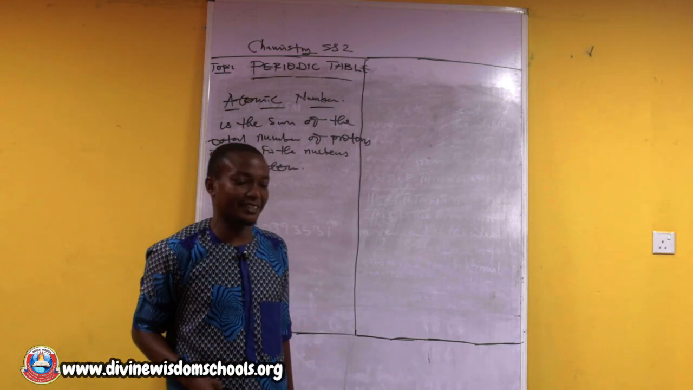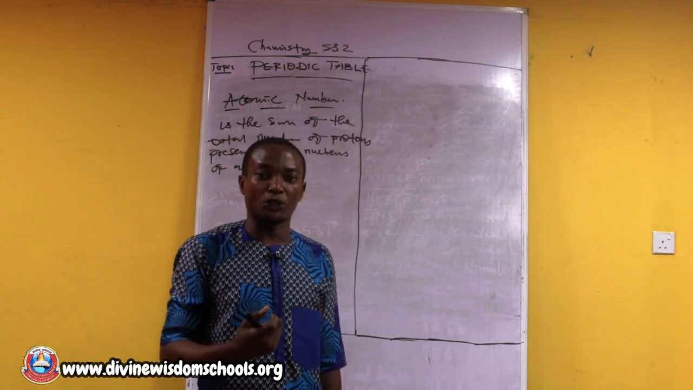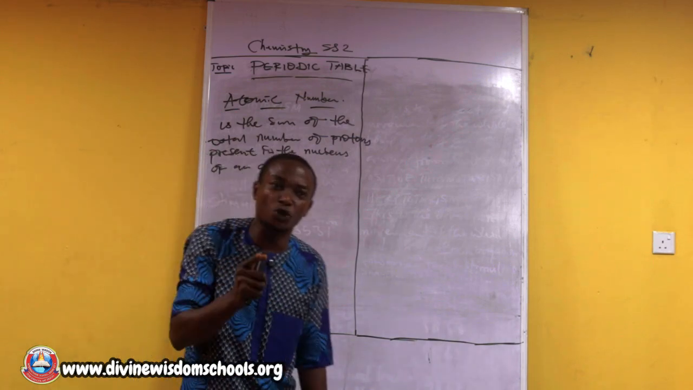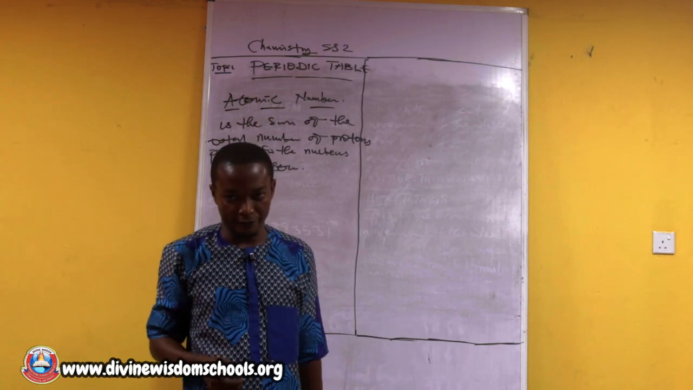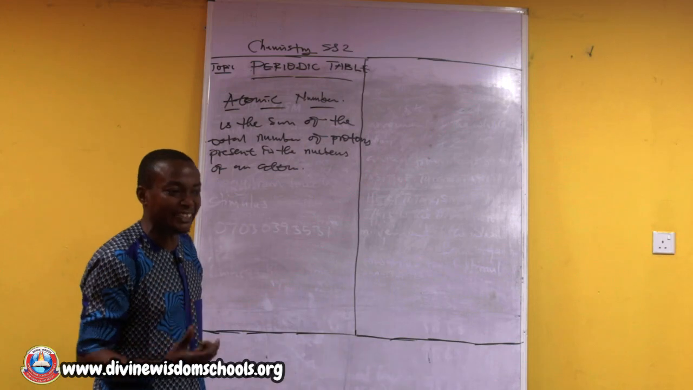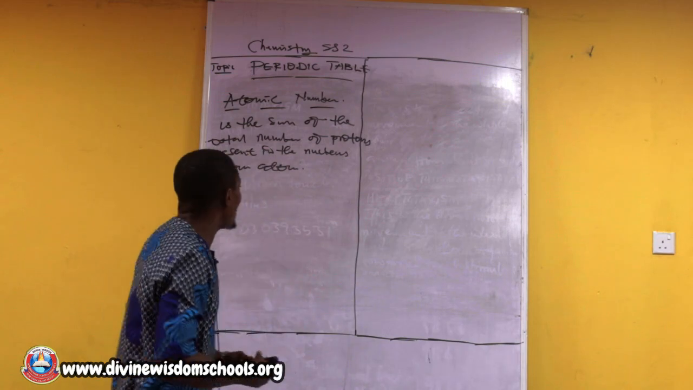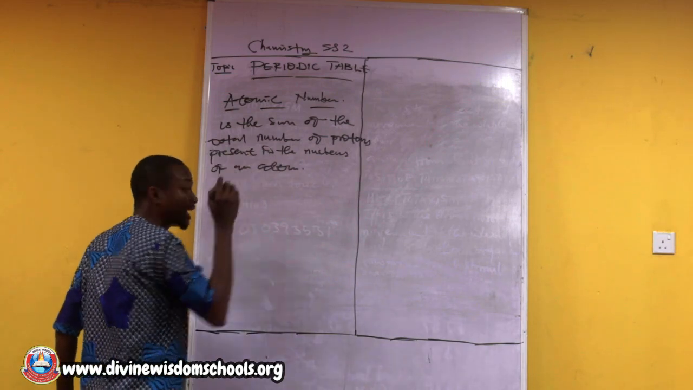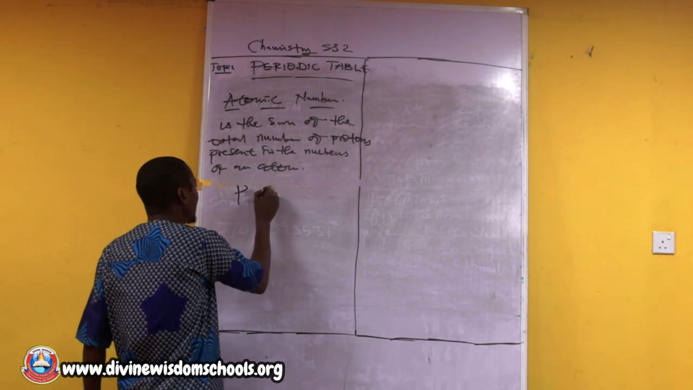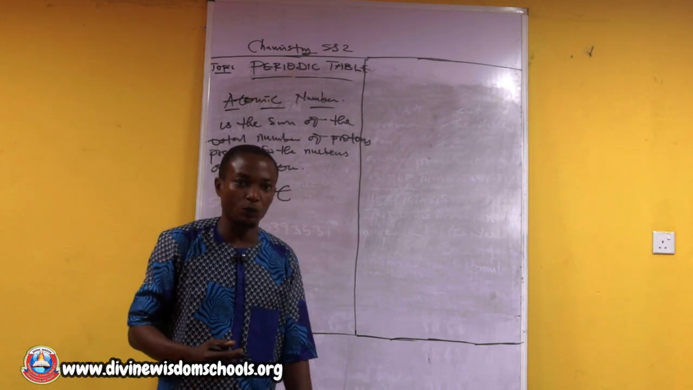Now, note that the number of protons can also be equal to the number of electrons in an atom. That can only be made possible if and only if the atom is electrically neutral. What do I mean by that? If an atom is electrically neutral, it means that it will not have either a positive charge or a negative charge. Then the number of P, which is the proton number, will be equal to the number of E, which is the electron number. Are we together now?